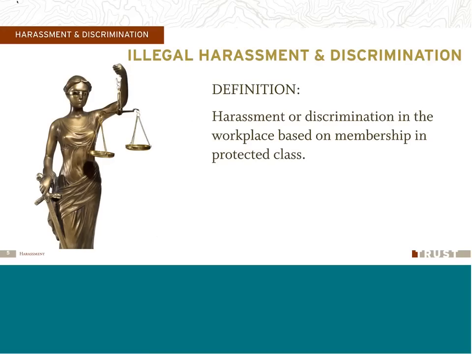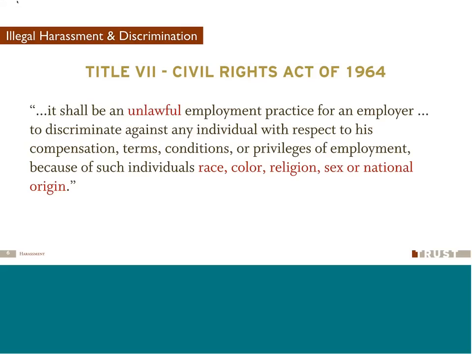So then the question is, what is illegal harassment and discrimination? Basically, when we're talking about illegal harassment, number one, it's going to be behavior or activity that's occurring in the workplace, and that harassment or discrimination is based on or directed at an individual or a group because of their membership in a protected class. Most of the law that we're familiar with today is based in Title VII of the Civil Rights Act of 1964.